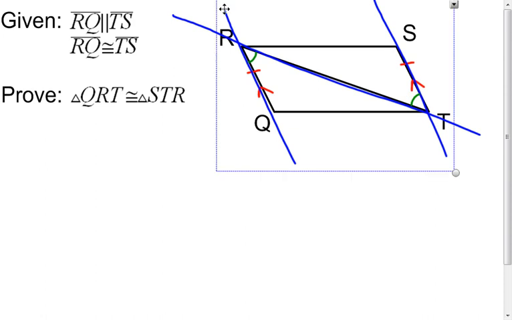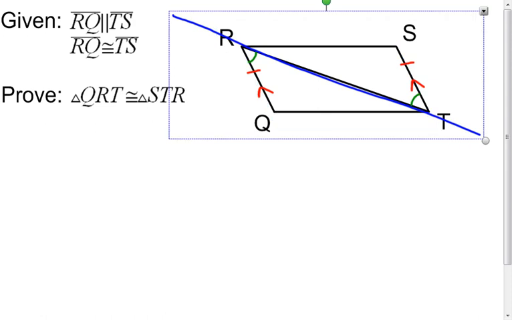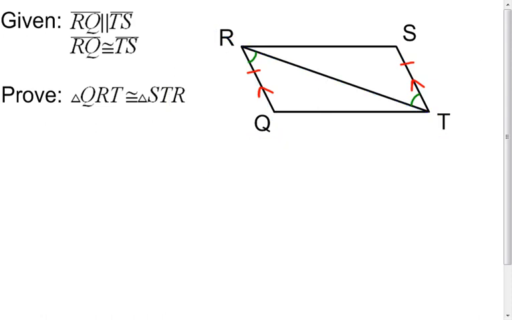I have a set of sides that are congruent. I have a set of angles. I need one more piece of information. This piece is going to be kind of the nice one. Not a whole lot to do with it. It's just kind of staring at us and we don't see it yet. I look at segment RT, and I notice that it's in the triangle on the bottom, and segment RT is in the triangle on the top. So this segment right here is congruent to itself.